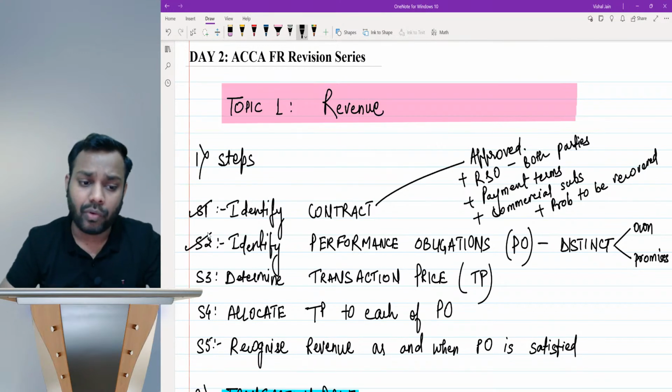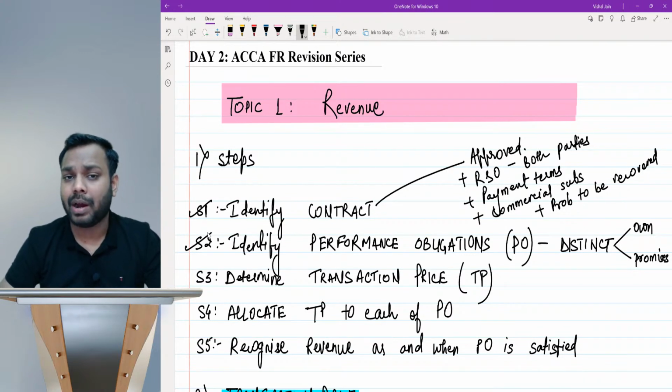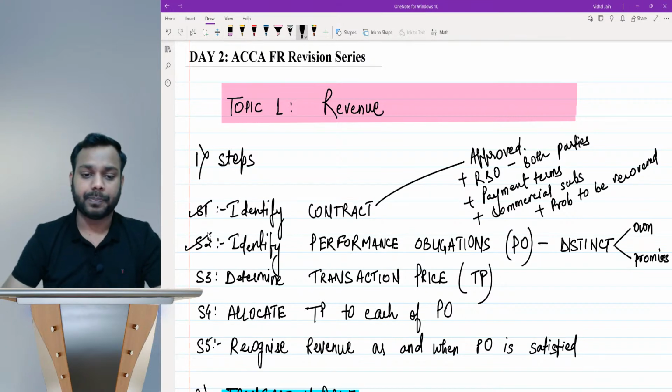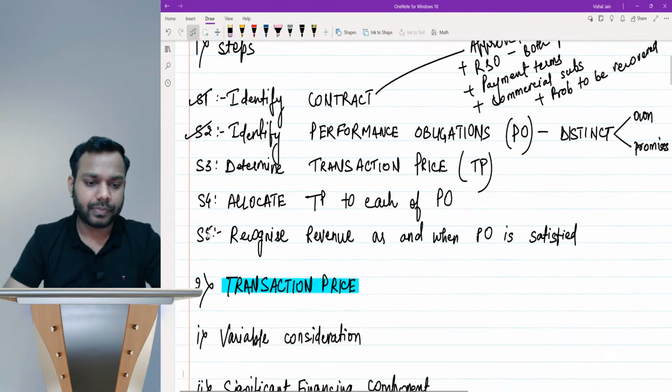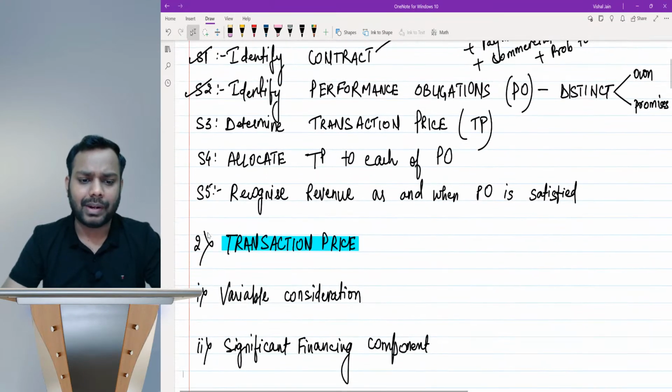Okay, now let us move on to step number 3, 4 and 5, and we'll discuss each of them in much more detail, whatever is required for your exam preparation. Okay, now coming to step number 3, that is determine the transaction price.